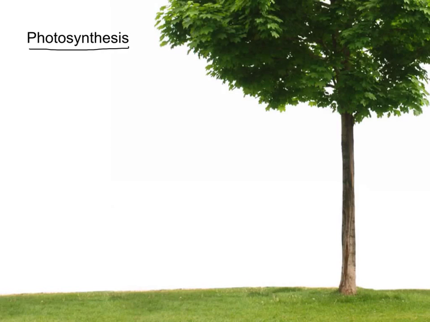Now photosynthesis happens in the leaves, and that's why I've got this picture of the tree here. We're going to take one leaf and we're going to look at it in a bit more detail. Now, first of all, what we need to do is put a word equation in place. So a word equation to represent the process of photosynthesis.